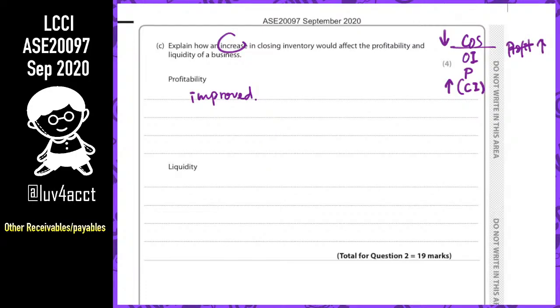And you just write the logic that we follow from the notes that I have written. Because when you increase closing inventory, your cost of sales would decrease. That means your profit, both gross profit and net profit, would go up. That's why, if other things remain unchanged, your profitability would be improved. And how about liquidity? Liquidity.